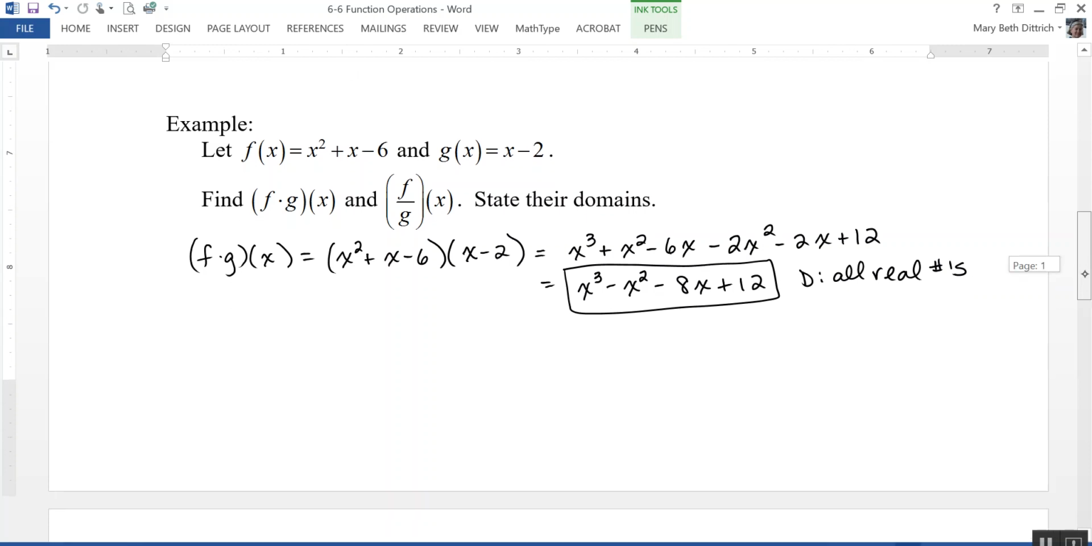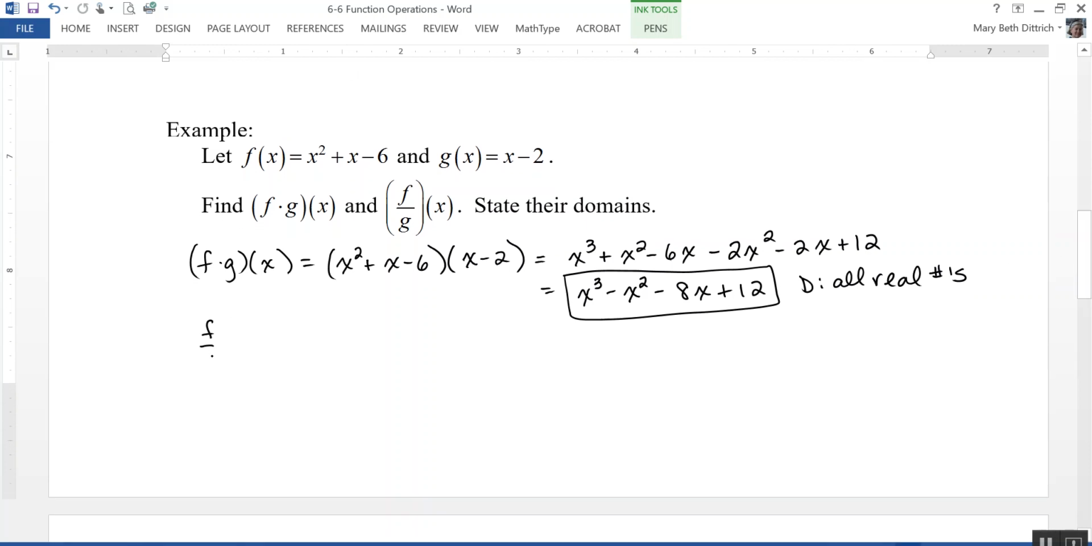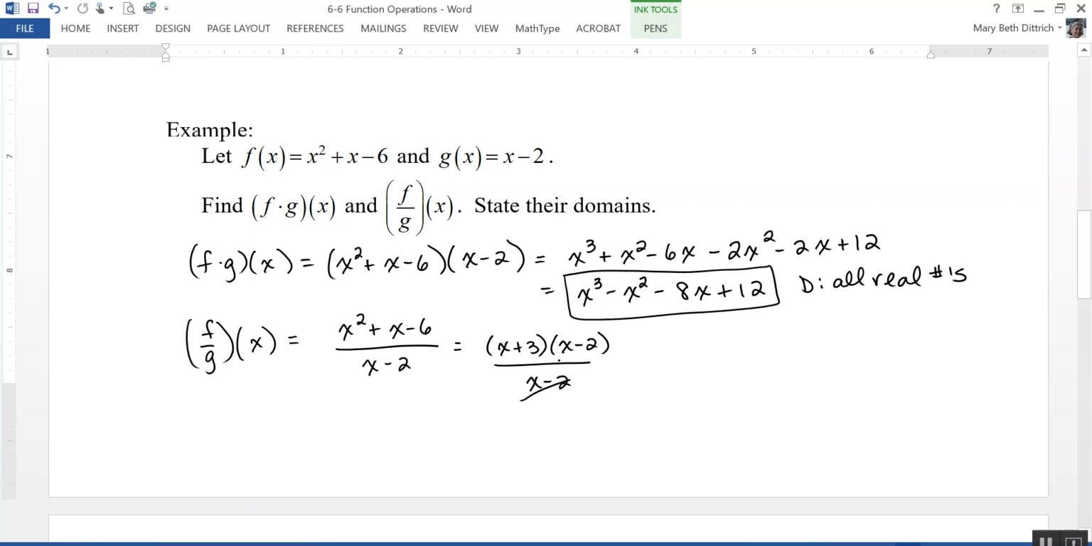Now to divide, to do f divided by g of x, it's going to be f divided by g. Now before I do anything, I need to see if my trinomial on top is factorable, and indeed it is. That can be broken down into x plus 3 times x minus 2 over x minus 2, and I can cancel, so my final answer is going to be x plus 3.